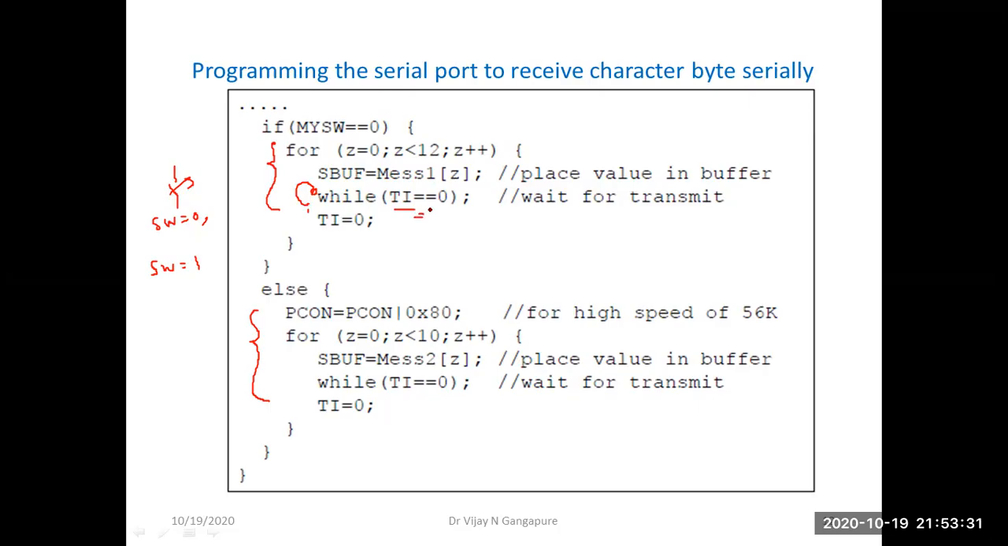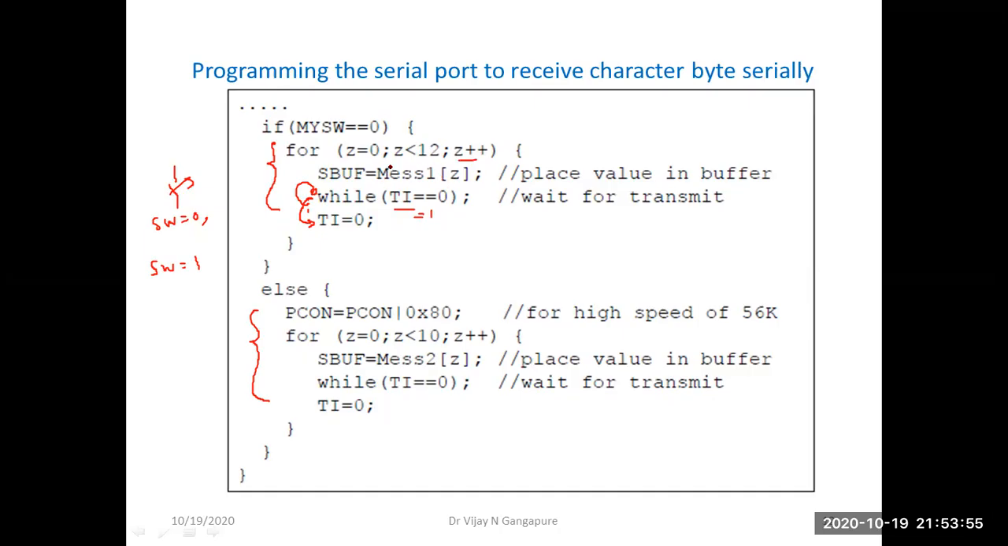Once this TI flag bit gets set, means transmission is completed, due to that it will come out of the loop and go to the next statement, where we are resetting this TI flag bit. Okay, and after that what will happen? Z will get incremented by 1.